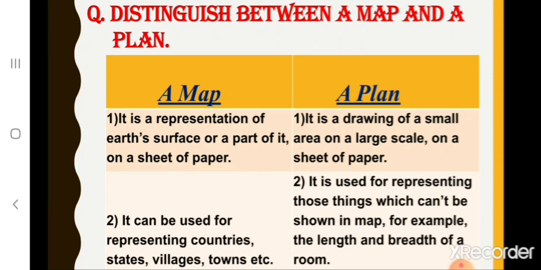Now let's distinguish between a map and a plan. A map. First point. It is a representation of Earth's surface or a part of it on a sheet of paper. A plan. First point. It is a drawing of a small area on a large scale on a sheet of paper. A map. Second point. It can be used for representing countries, states, villages, towns, etc. A plan. Second point. It is used for representing those things which can't be shown in a map, for example, the length and breadth of a room.